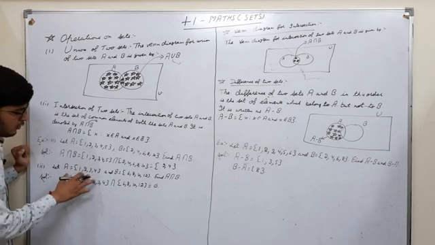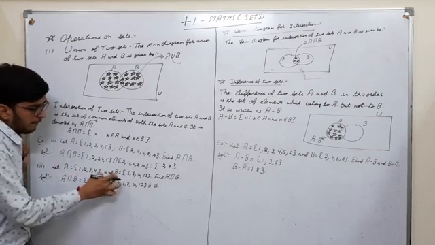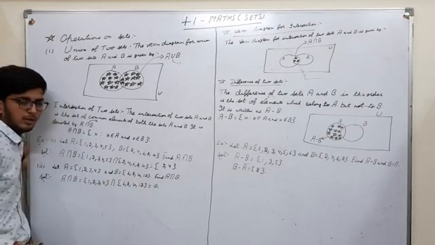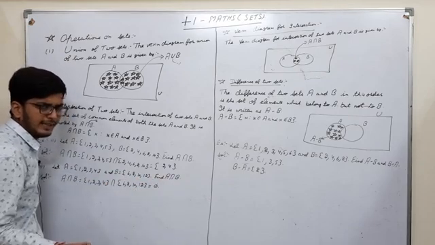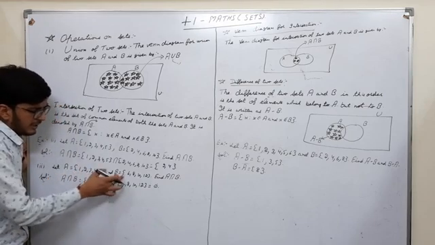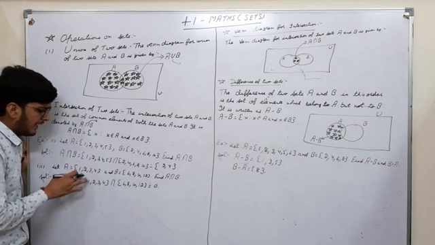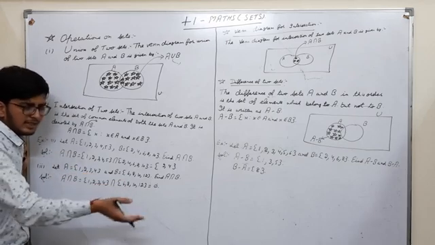Now we have another example. A is the set of 4 numbers {1, 2, 3, 4}. B is the set {6, 8, 10, 12}. Now they are saying find A intersection B. Now how to find A intersection B? Check for common elements. A contains 1, B does not contain 1. A contains 2, B does not contain 2. A contains 3, B does not contain 3.